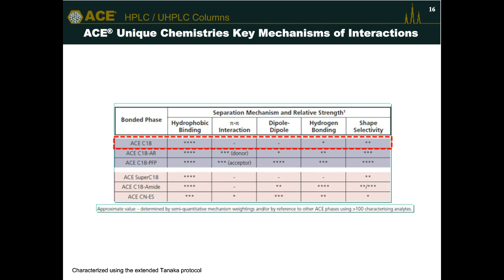And we can understand using the Tanaka protocol, this was published back in the, I think it's the 1980s or 90s, using a series of different tests. You run these down your column, and then you take ratios of different analytes, and it helps you understand the weighting of different mechanisms present on that column. So we can see, for instance, I've highlighted here in the red box a standard C18, and there are 5 mechanisms of interaction which we can understand from this test. So you can see we have hydrophobic interactions, pi system interactions, dipole-dipole interactions.